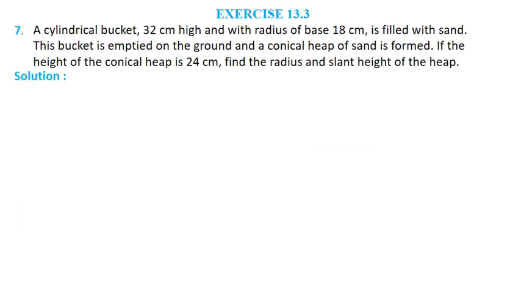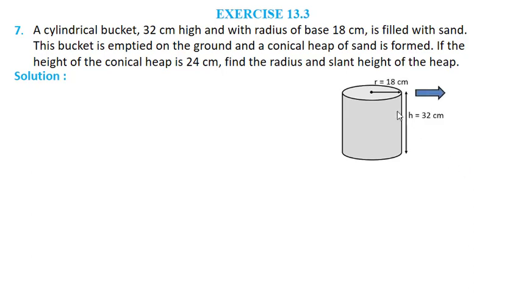Now let us see the next question. 7th question. A cylindrical bucket 32 centimeter high and with radius of base 18 centimeter is filled with sand. So we have a cylindrical bucket. This bucket is completely filled with sand. Now this bucket is emptied on the ground and a conical heap of sand is formed. So I have transferred all the sand from this bucket to the ground and I got one conical heap. The height of this conical heap is 24 centimeter and radius and slant height of the heap we have to calculate. So we have to calculate slant height as well as radius.